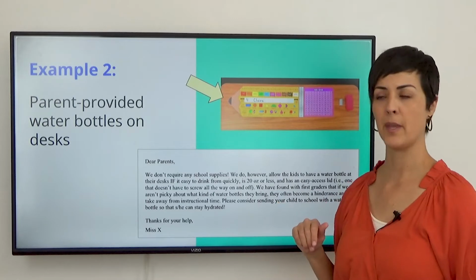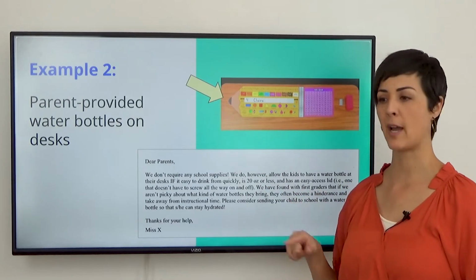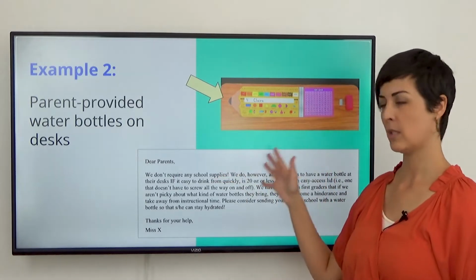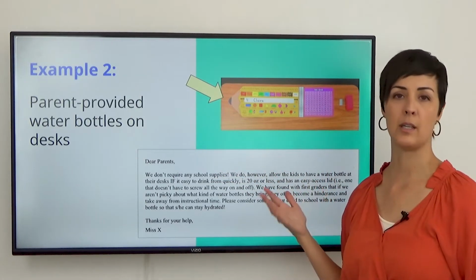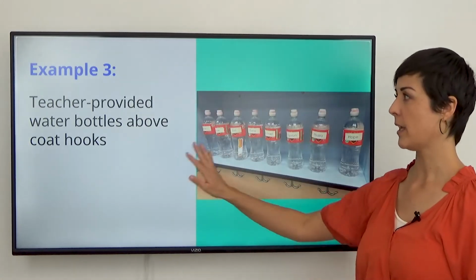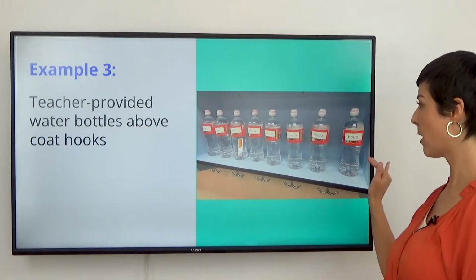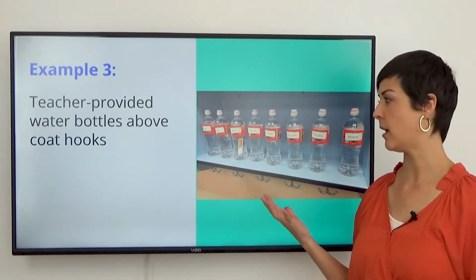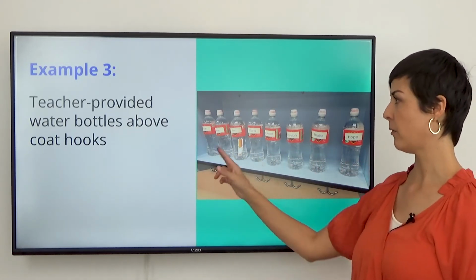Thanks for your help. And kids who didn't bring a water bottle were allowed to just get a drink at the drinking fountain. But this teacher said in this case, 90% of her kids had water bottles just on their desks. So that's how they handled it. Okay, example 3, this teacher provided the water bottles. And this is actually what I did. I provided the water bottles and the kids filled them up before school.